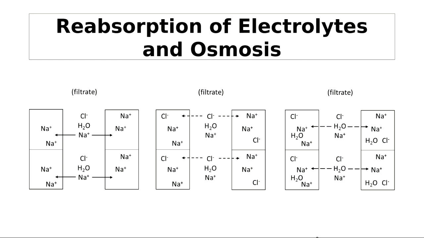Parathyroid hormone, or parathormone, is secreted by the parathyroid glands. It's released when calcium ion levels are low. It stimulates osteoclasts to release calcium and phosphate ions into the blood. So the parathyroid hormone is going to be released by the parathyroid glands when the calcium levels are low.